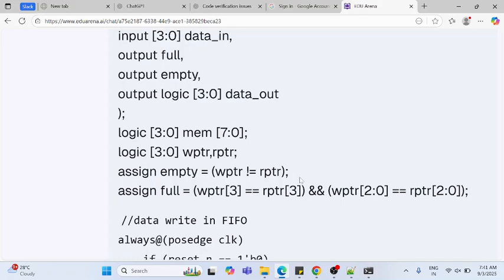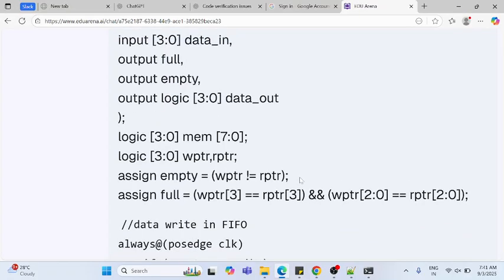Now, assign empty: write pointer is not equal to read pointer, and now it is a different condition. For the empty condition, write pointer should be equal to read pointer, and for the full condition, here write pointer of 3 not equal to read pointer. So there are two logic mistakes here. Here this should be double equal to, here this should be not equal. These are the two bugs I have introduced.